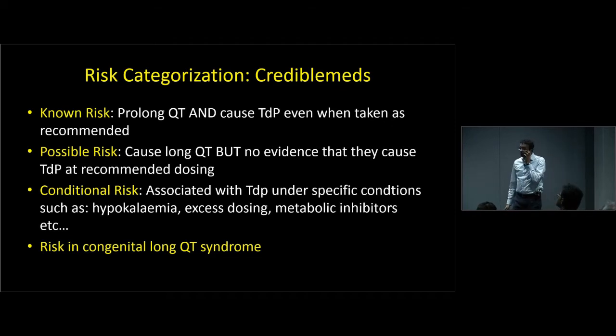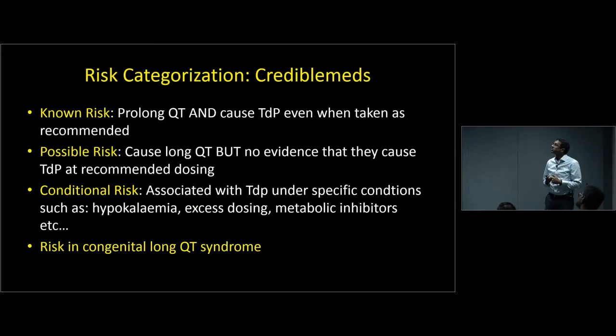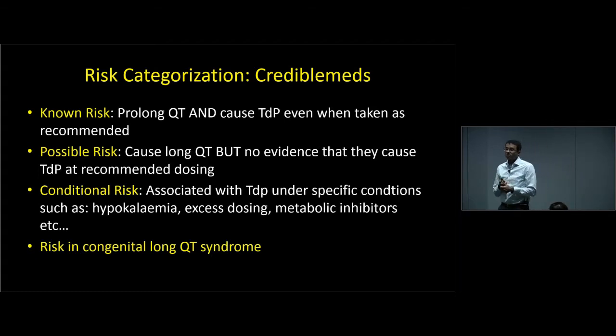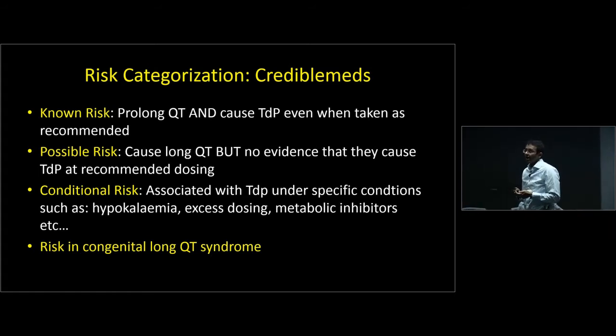So CredibleMeds has a risk categorization. So there's known risk, possible risk, conditional risk, and risk associated with congenital long QT syndrome. Essentially, known risk drugs are ones that will cause long QT and torsade in normal dosing, whereas conditional risk will usually cause long QT but not clearly seen to cause torsade in recommended dosing.